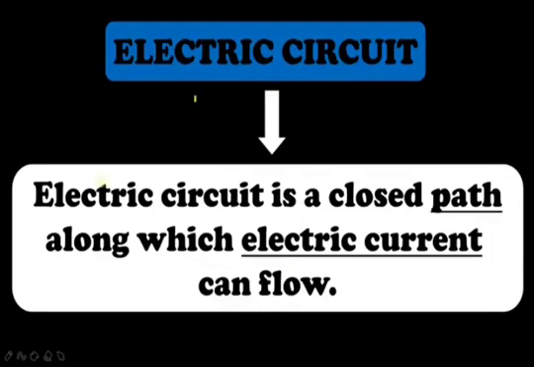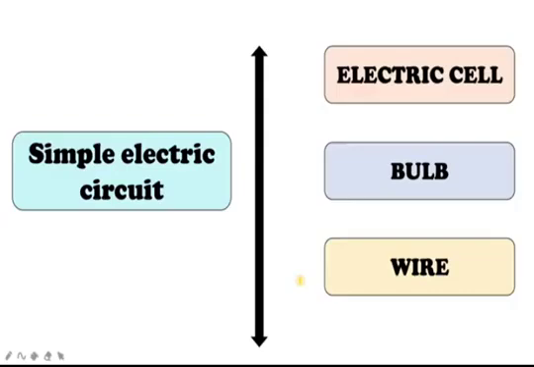An electric circuit is a closed path. Remember the point, a closed path along which electric current can flow. It should not be open, it's a closed path like this. Always it is a closed path, it should not be like this. It should be closed and electric current can flow through the closed path. So how to make a simple electric circuit?